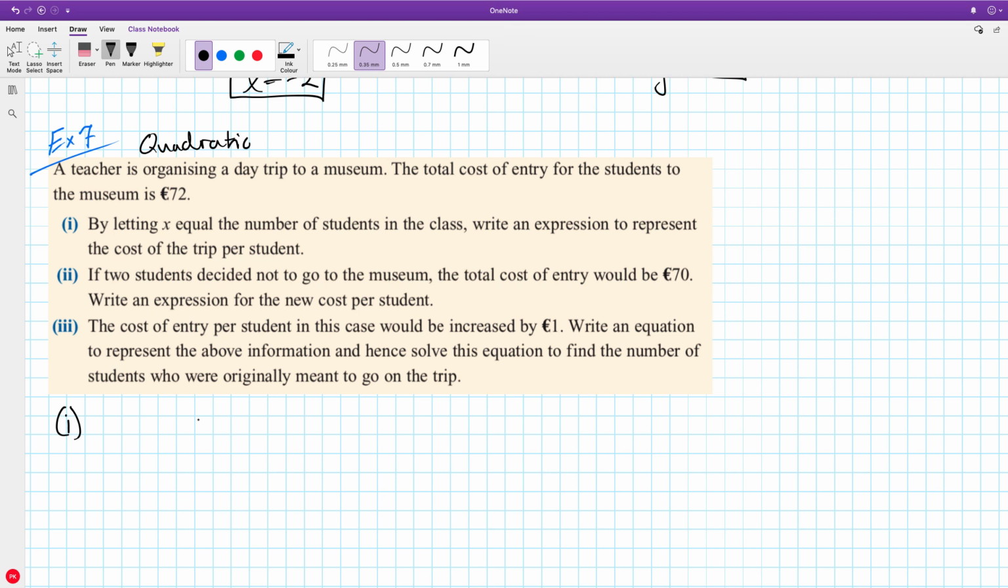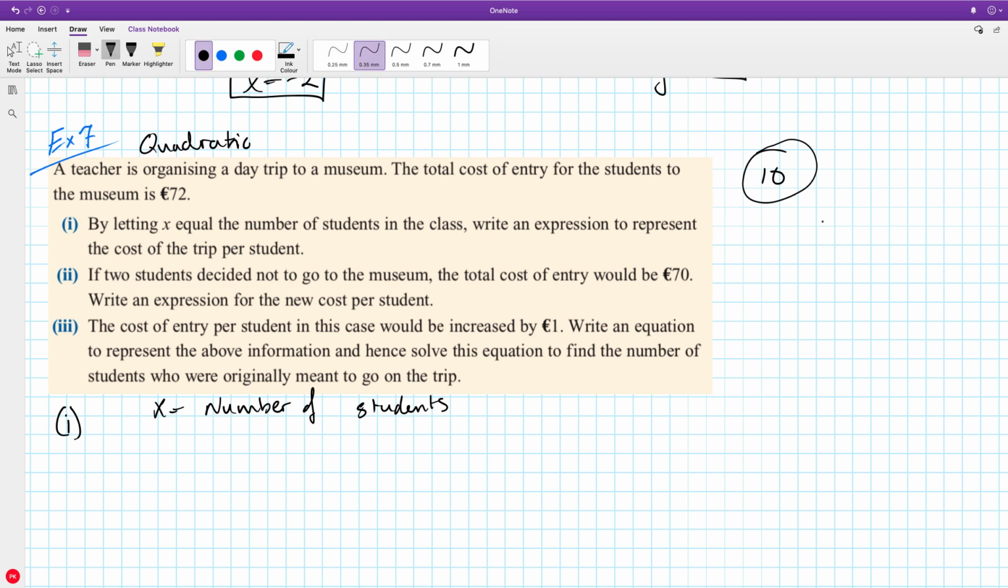So, X is the number of students. Write an expression to represent the cost of the trip per student. Right, Adam, 10 students are going on the trip. How much would it cost them? Ten students are going. How much would it cost each student? That's what they're asking us. Write an expression to represent the cost of the trip per student.